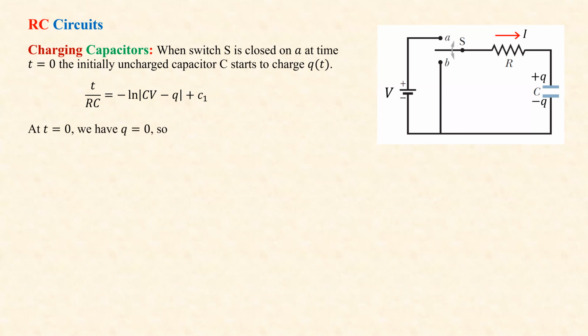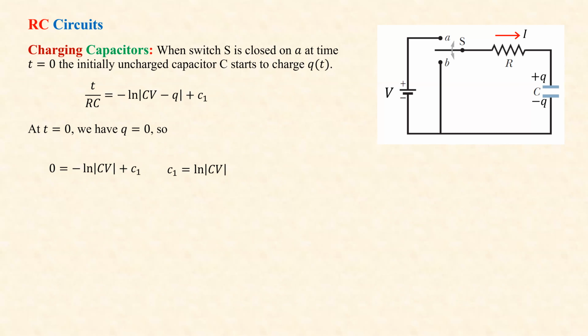At T equal to 0, we have Q equal to 0. So we put T equal to 0, and also we put Q equal to 0, to see what C1 should be. So 0 equals negative ln of CV plus C1. And of course, CV is positive, so we can take away the absolute value. So C1 is ln of CV.